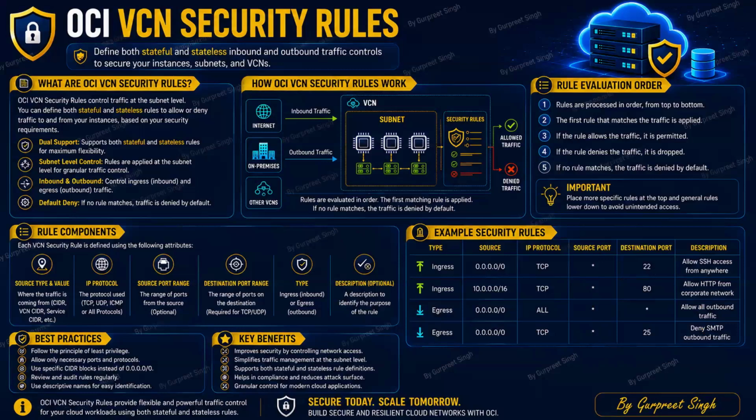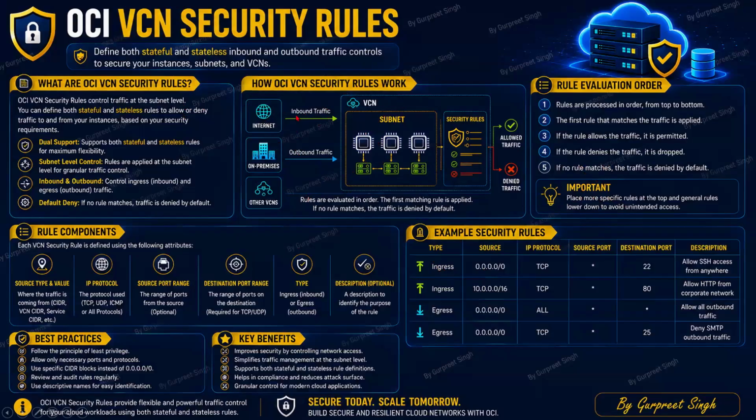When we define all these rules, there is an evaluation order. Rules are processed in order from top to bottom. First, this particular rule will be evaluated, and after that, the next rule will be evaluated. If a rule matches the source, that particular traffic will be allowed. If the rule does not match, the traffic will be denied and dropped. By default, as we know, everything is denied in OCI. This is the layout of how we define the VCN security rules and how it works.